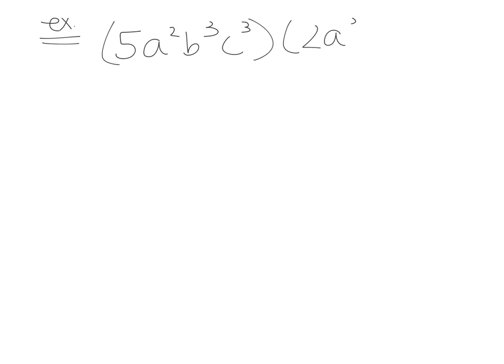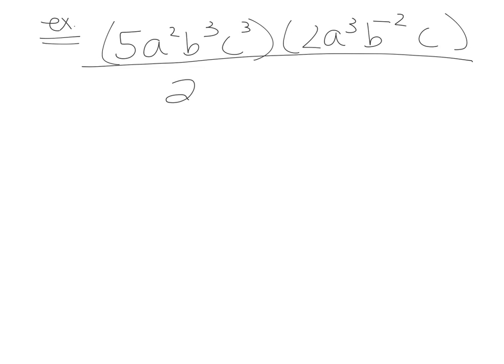Let's do another one. 5a squared b cubed c cubed times 2a cubed b to the negative 2c all over 2a to the 5th b squared c to the 7th.